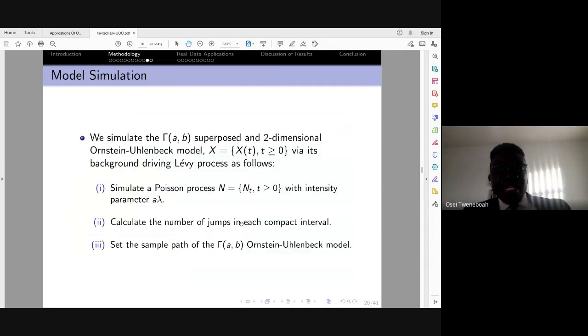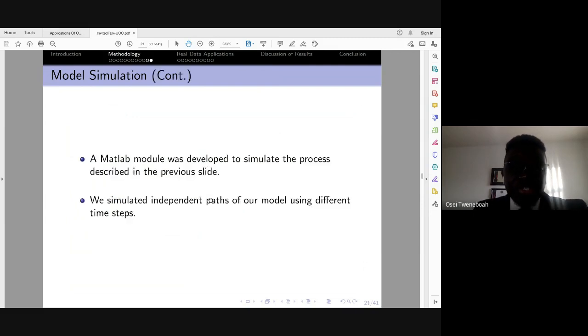Good. Now the next thing is that we want to simulate. Now that we have our model and the parameters, we simulate our model. This is the process to simulate our model. A MATLAB module was developed to simulate this process, and we simulated independent parts of our model using different time steps.